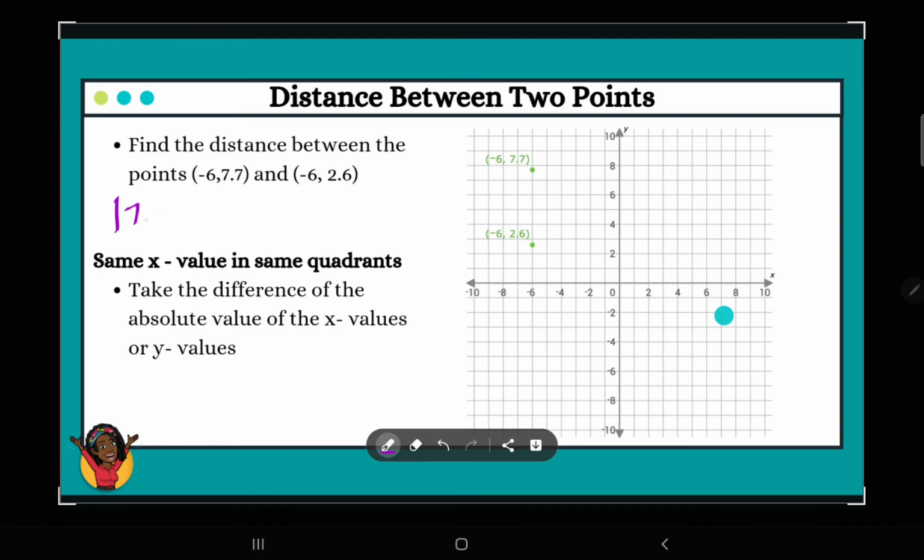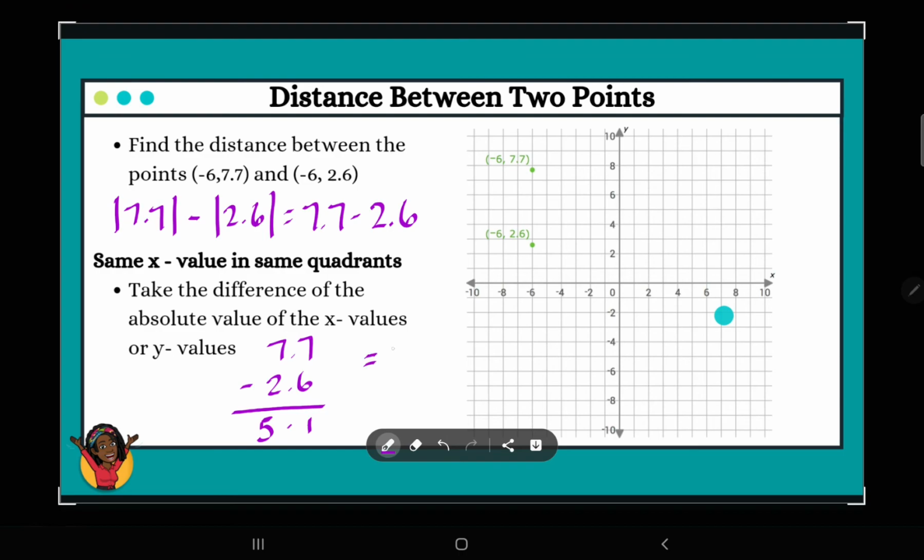So the absolute value of 7.7 minus the absolute value of 2.6 is equal to 7.7 minus 2.6. Now I can stack these based on my understanding of subtracting decimals. 7 minus 6 is 1. I'm going to bring down that decimal point. 7 minus 2 is 5. So the distance between these 2 points is 5.1 units.